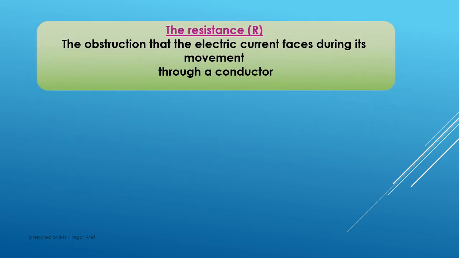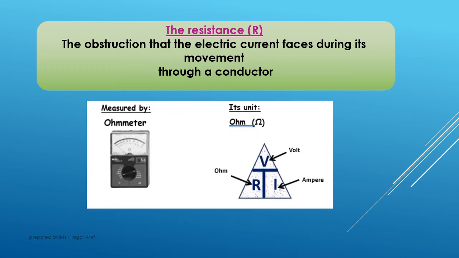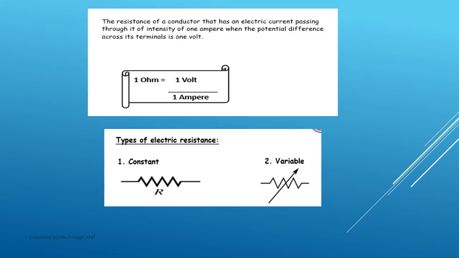The resistance R is the obstruction that the electric current faces during its movement through a conductor, measured by an ohmmeter and its unit is ohm. One ohm is the resistance of a conductor that has an electric current passing through it of intensity of 1 ampere when the potential difference across its terminals is 1 volt. So 1 ohm equals 1 volt over 1 ampere.